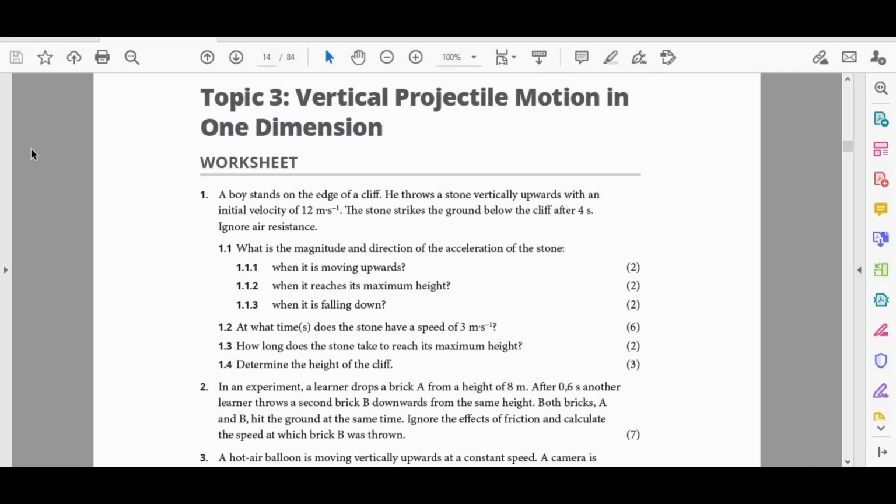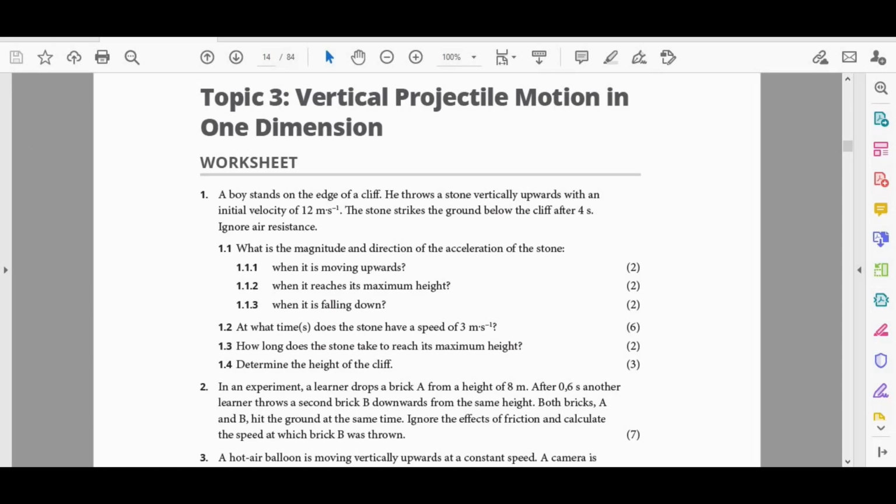So just to answer question 1 first, of course, we start with 1.1. Besides all the information that we still see given on the screen, they ask what is the magnitude and direction of the acceleration of the stone when it's moving upwards. Now, they're asking for the magnitude, which is obviously the value, the size, the numerical value, and the direction of what? Not the motion, but the acceleration, alright, of the stone.